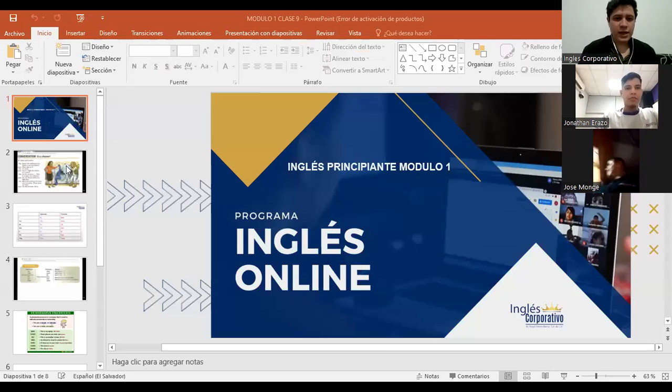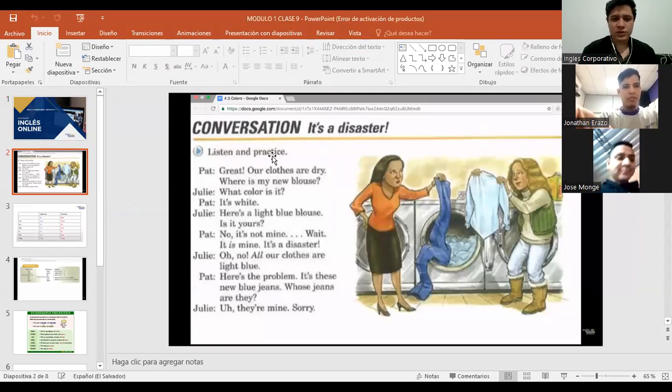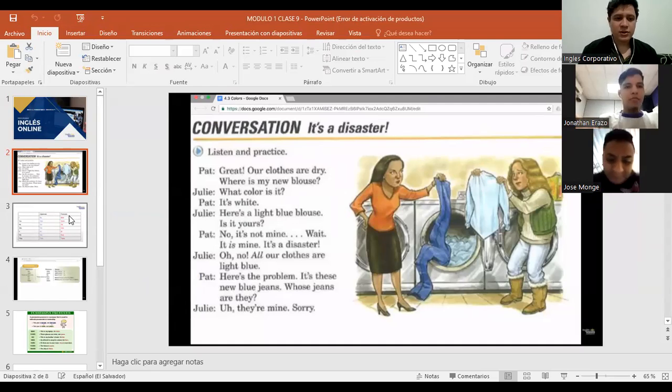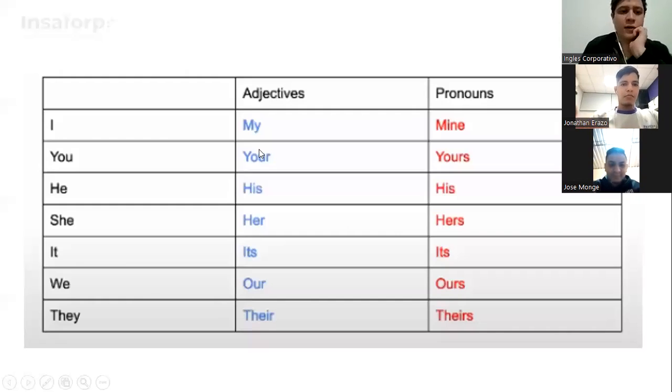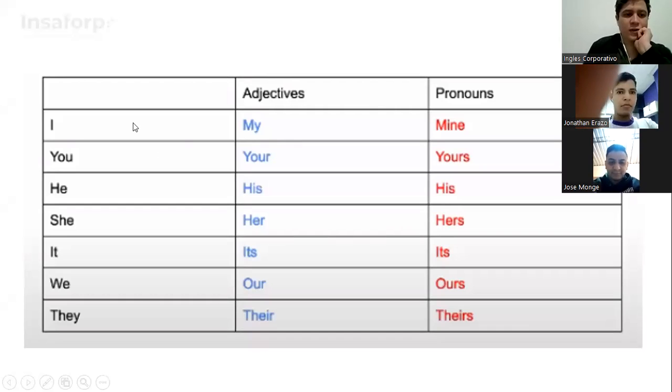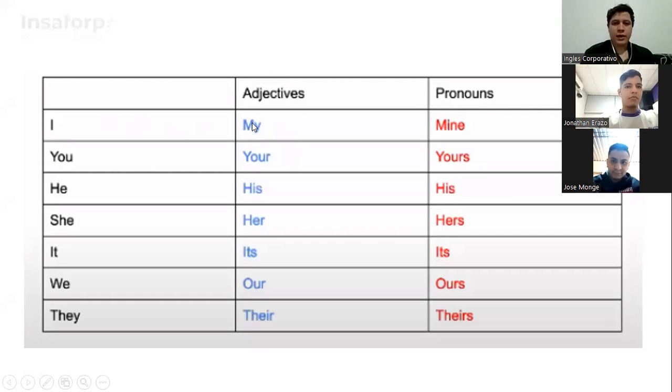So guys, we have a new class for tonight. However, let me show you this one. This was the previous conversation we had, conversación que tuvimos anteriormente, right? But tonight we are going to have a new topic, okay? Vamos a tener un nuevo topic. Recordemos, I know that you remember that we saw this, right? Que vimos esto las anteriores clases. Los posesivos, for example, my, your, his, her, its, our, their, okay? Do you remember? ¿Se acuerdan, chicos?